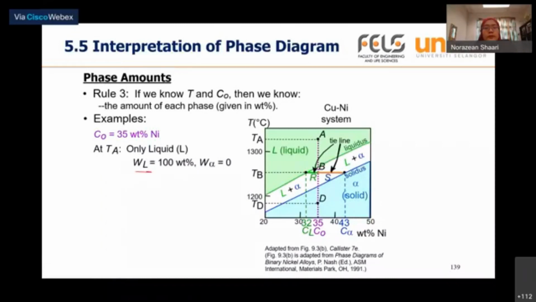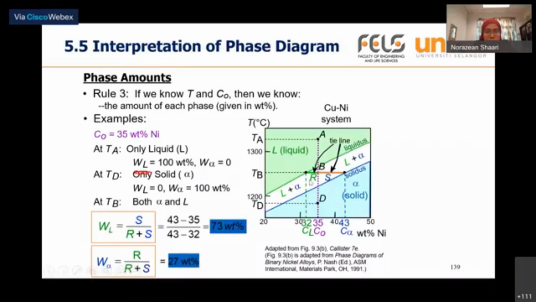So amount of liquid dalam tu because only one phase, so it's 100% liquid. Okay, sama juga dengan point D, only solid, so amount of liquid 0, amount of solid 100%. Okay, but untuk point B, because dia ada liquid and solid, so kita kena calculate berapa amount liquid, berapa amount solid. Okay, so untuk yang ni kita kena gunakan this formula. Untuk kena gunakan lever rule lah, alright.